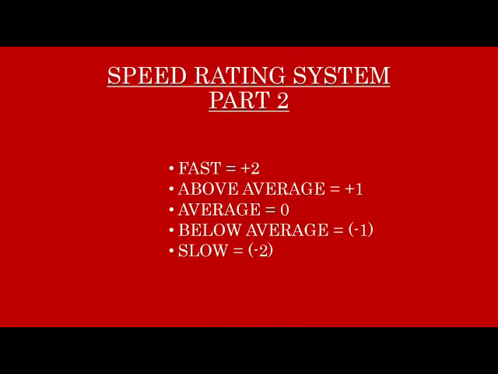So part two of our speed rating system is what we've been using for form and class. It's our +2, -2 type of system. So if a horse is really fast, he's a +2. If he's above average speed, it's a +1. If he runs about average to the Derby field, it's a 0. Below average, -1. And then if he's just flat out slow, it's a -2.